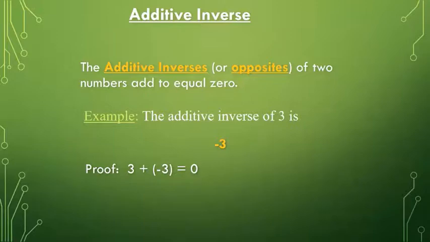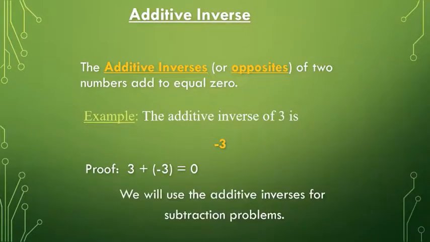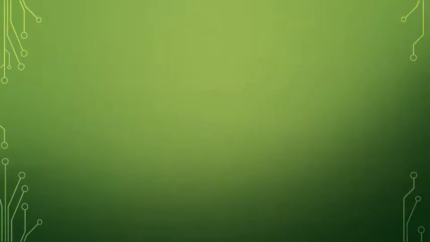So when we subtract positive 3 and minus 3, we will get 0. And 0 is neither a positive nor a negative number, so we will just write 0 as the answer. So that means the additive inverse of 3 is minus 3. We will use the additive inverse for subtraction problems.